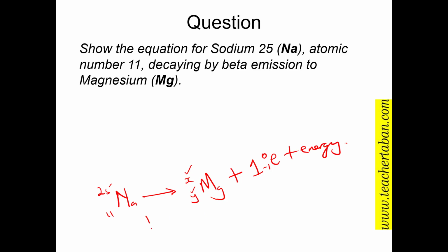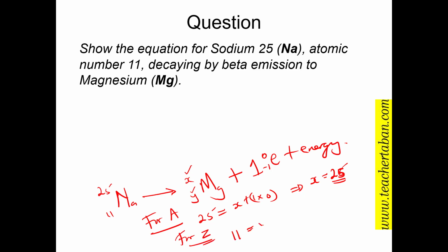So we shall simply say here that for A, for the atomic mass, 25 on the left hand side is equal to X plus 1 times 0, which implies that our X is equal to 25. So there is no change in the atomic mass. Likewise, for the atomic number Z, we shall say that 11 is equal to Y plus 1 times negative 1. I'm multiplying this 1 and this 1 here. Otherwise, in case this was 10, I simply multiply by 10 like we did in the alpha decay. So 11 is equal to Y plus negative 1. Therefore, our Y is equal to 11 plus 1, which gives us a 12.